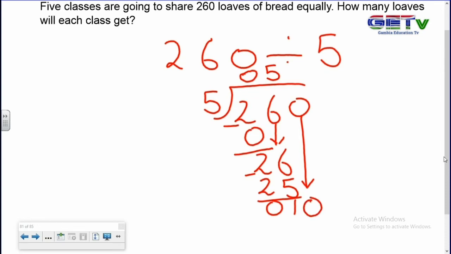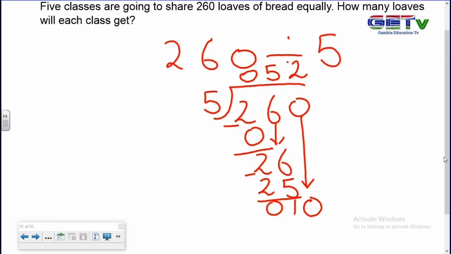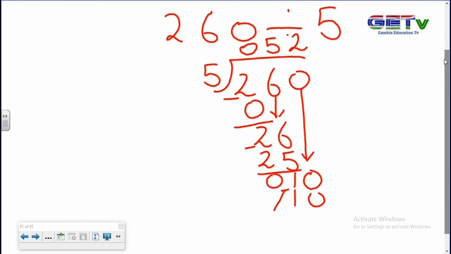Now we have 10 divided by 5. That is, how many 5s are in 10? How many 5s are you seeing? 1 5, 2 5. 2 times 5 is 10. 10 minus 10 is 0.